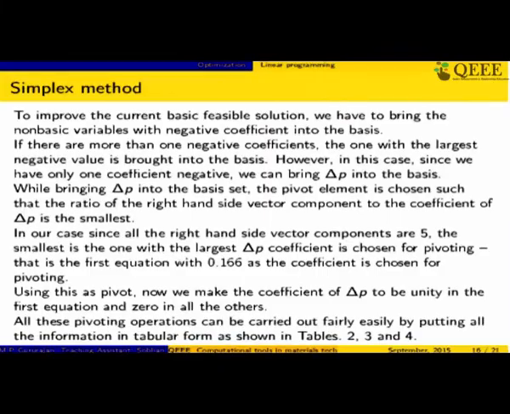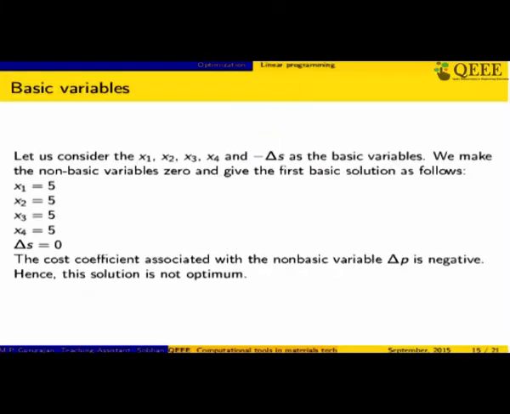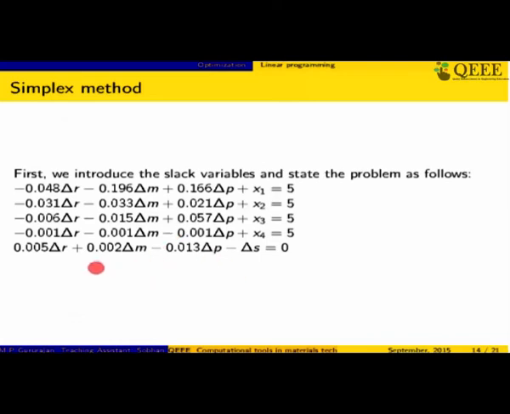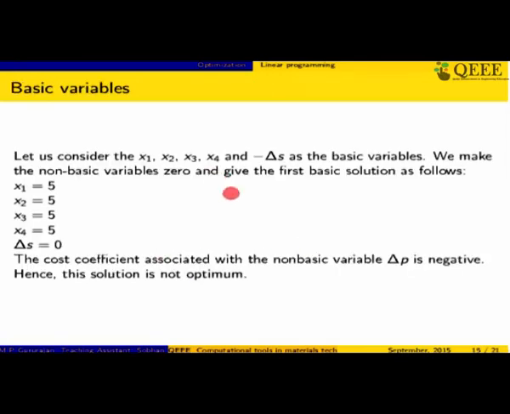the cost coefficient, right? So in this equation, this is positive. These are known as cost coefficients in the optimization, what you are trying to optimize in that equation. This is positive, this is negative. So the quantity which has the negative cost coefficient, okay, we find that the cost coefficient associated with a non-basic variable is negative. So this solution is not optimal.